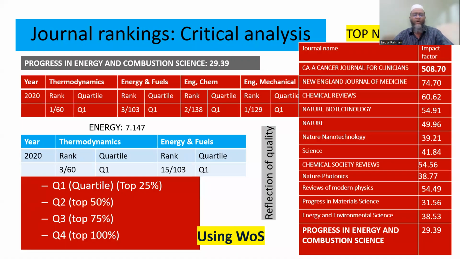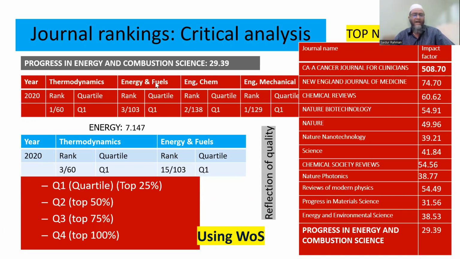So this is very important for your academic growth, some critical analysis. Normally these are not done, these are ignored, and some are not aware and some are not shared. So this is a very high level of critical analysis. As you can see here, I have shown you some analysis using Web of Science. This is one of the journals, Progress in Energy and Combustion Science, with an impact factor of 29.39. This is a top-notch journal.